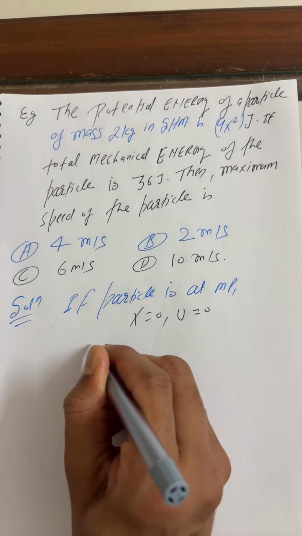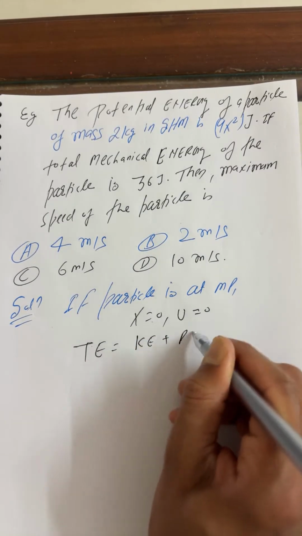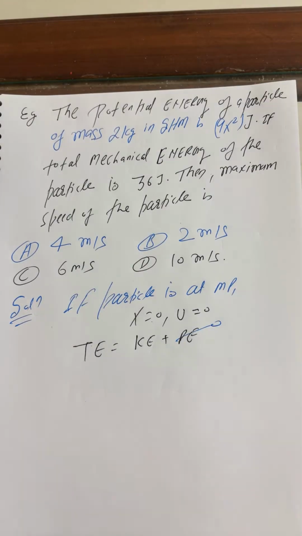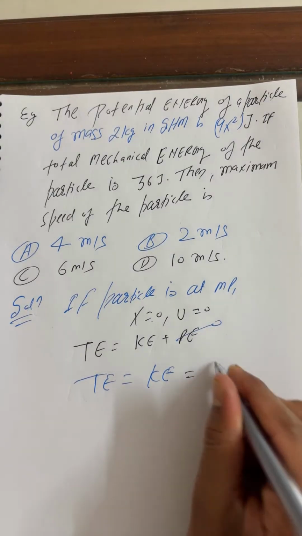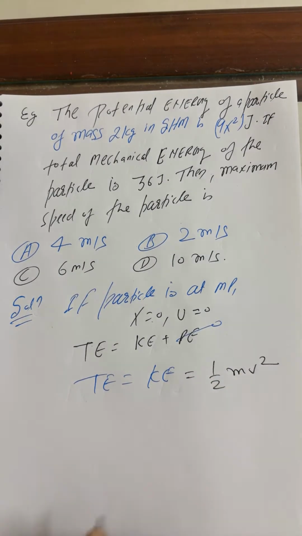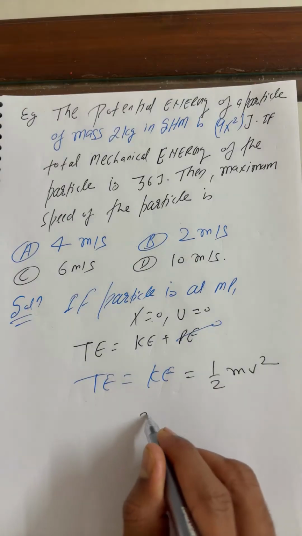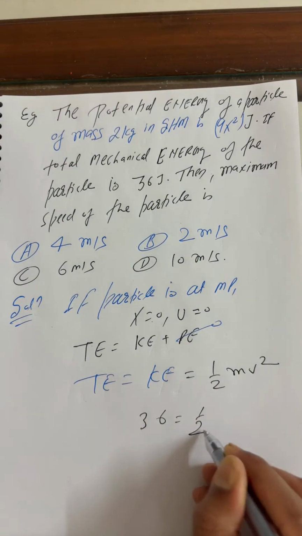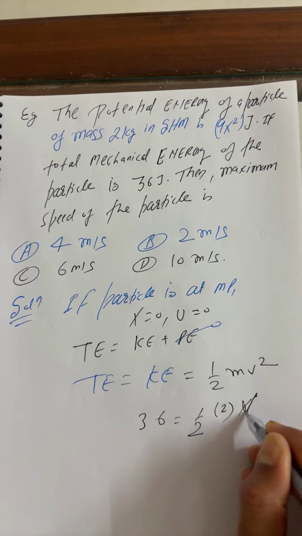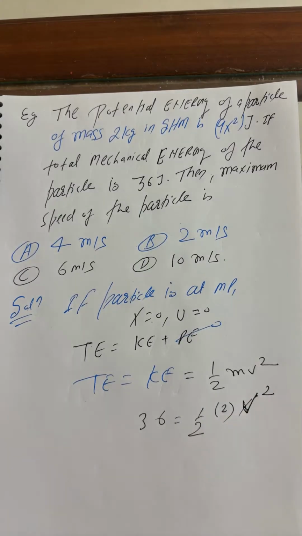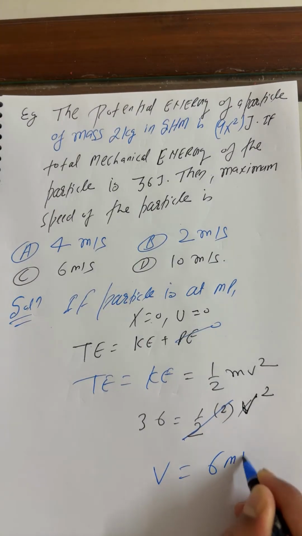Total mechanical energy is nothing but kinetic energy plus potential energy. Potential energy is 0 at mean position, so total energy is equal to kinetic energy, which is half m v square. The maximum kinetic energy mentioned is 36. So 36 is equal to half, and the mass here is 2 kg, into v square. So v will be 6 meter per second.